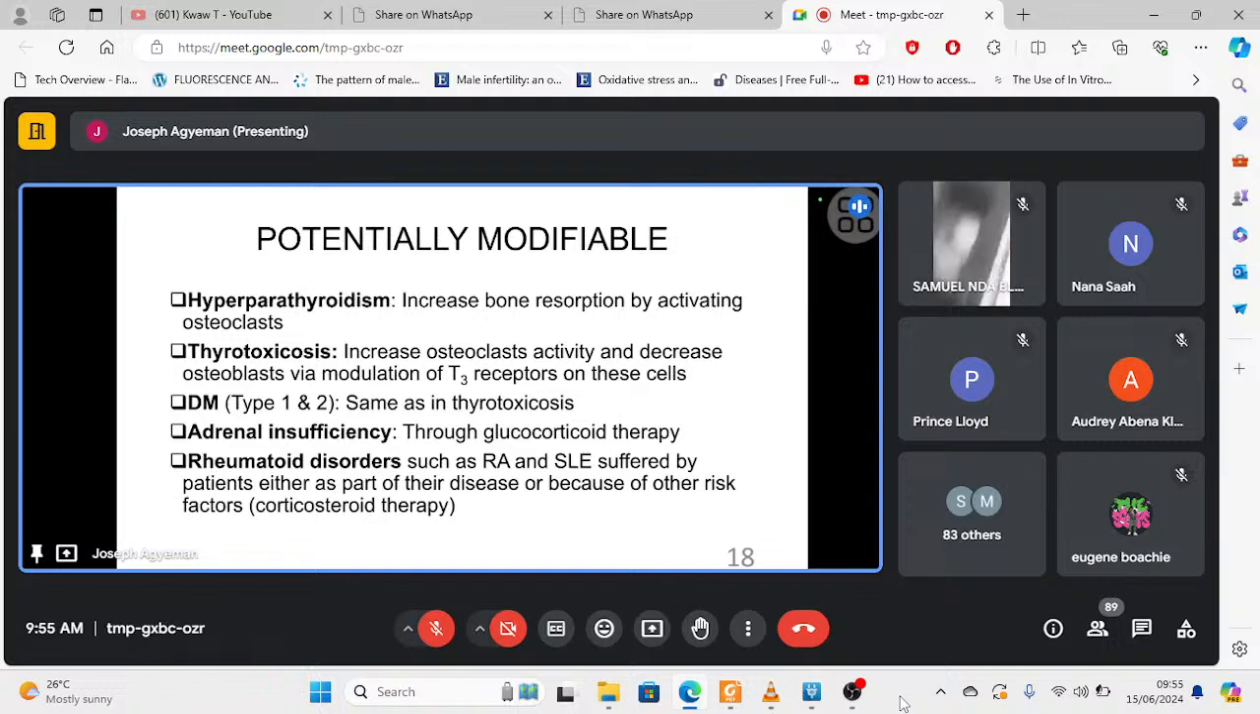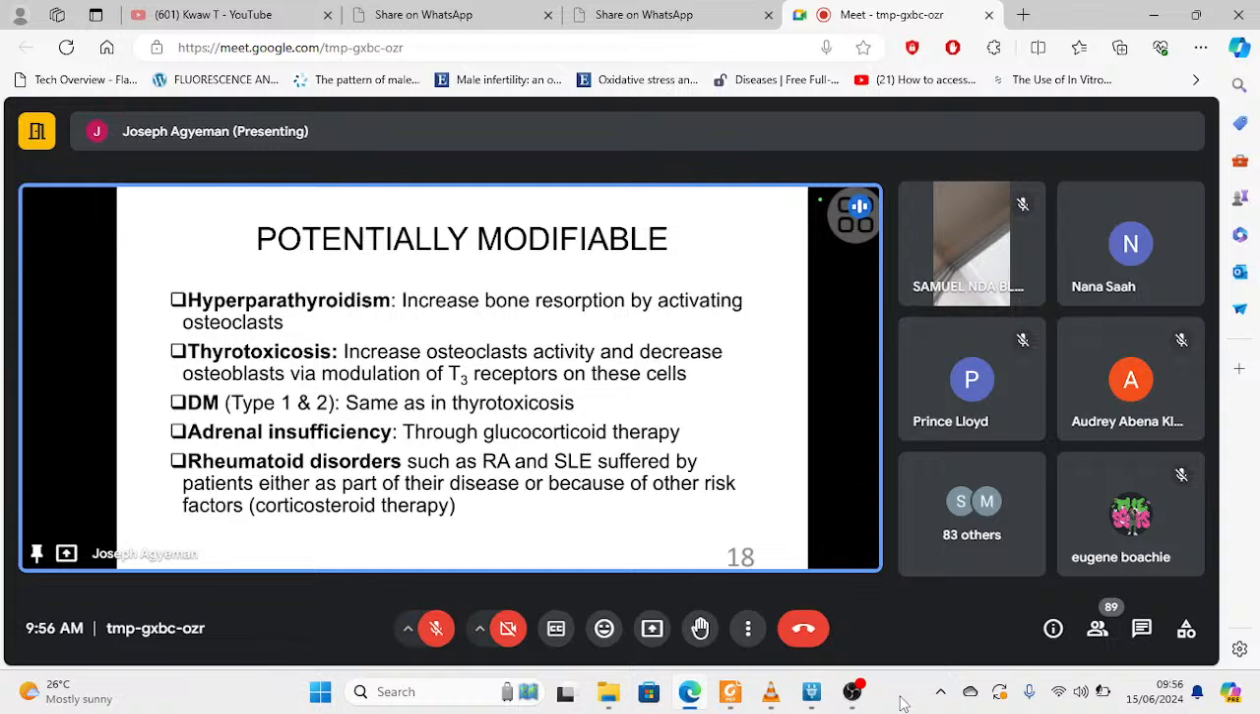In rheumatoid disorders, for example, like rheumatoid arthritis that we discussed the other day, you are going to have increasing proteolytic activity that can destroy your bone. Again, you might be on glucocorticoids for some time. That would also predispose you. So both the pathophysiology of the condition itself, plus the treatment modalities, could expose you to osteoporosis.